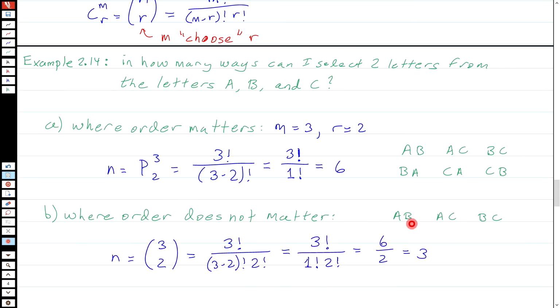If order doesn't matter, then AB is the same as BA, AC is the same as CA, and BC is the same as CB. So we end up with just 3 possible combinations for this problem if order does not matter. Using our formula, 3 choose 2 is 3 factorial over (3 minus 2) factorial times 2 factorial. That gives me 3 times 2 over 2, which is 3.